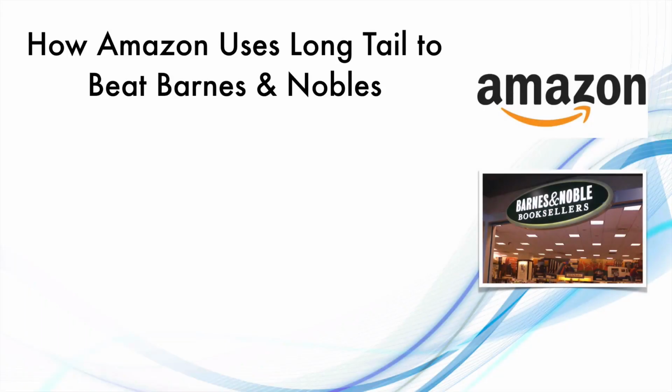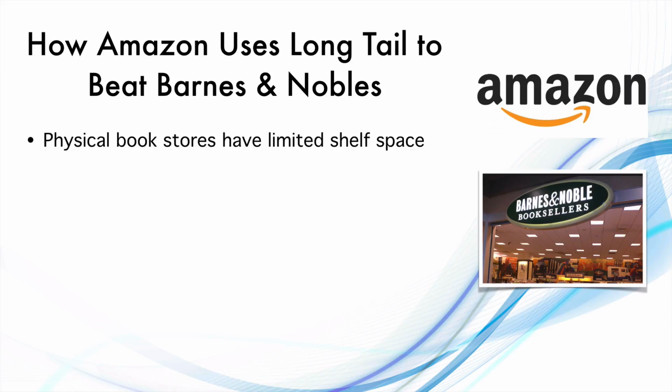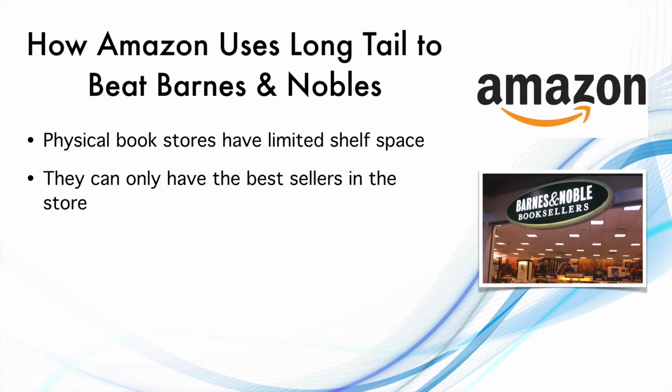So getting back to the presentation, I want to talk a little bit more about the entire concept of long tail. Here I will show you an example of how Amazon used long tail to beat Barnes and Noble. Barnes and Noble is a physical bookseller and Amazon is an online bookseller. Physical bookstores have limited shelf space and they can only have bestsellers in the store, because if they stack books which are not very popular in the limited shelf space, it's an opportunity cost for them. They can only store limited books in a store.